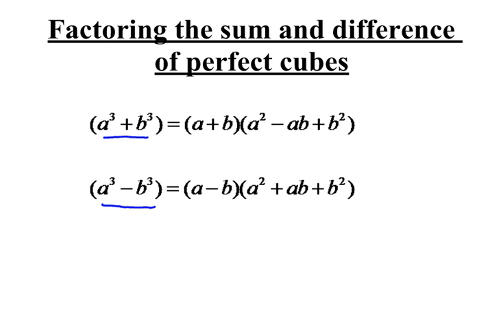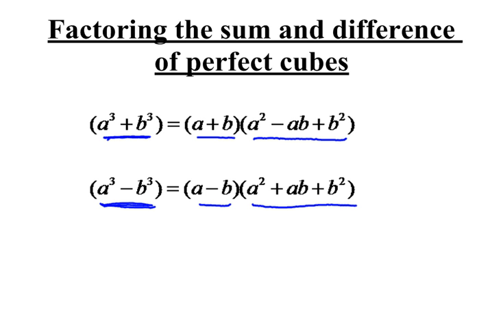To factor a cubed plus b cubed, this top one, it factors into a plus b, times a squared minus ab plus b squared. It's basically a formula for factoring. For a cubed minus b cubed, we get a minus b times a squared plus ab plus b squared.